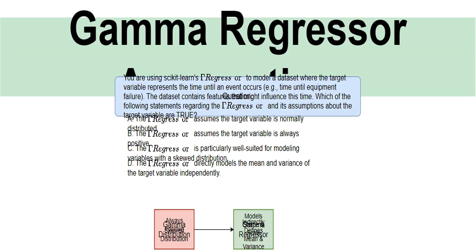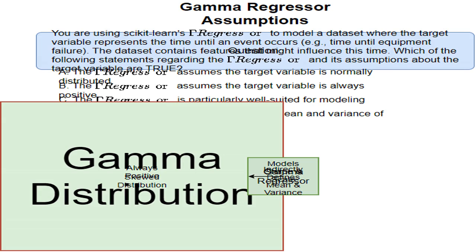I'm looking at the assumptions behind the GammaRegressor, a machine learning model from scikit-learn. We'll explore what it assumes about the data it's used to model. The gamma distribution, which the GammaRegressor uses, only works with positive numbers. Think of it like this: you can't have negative time until a machine breaks down. That's why the GammaRegressor only works with data points that are greater than 0.